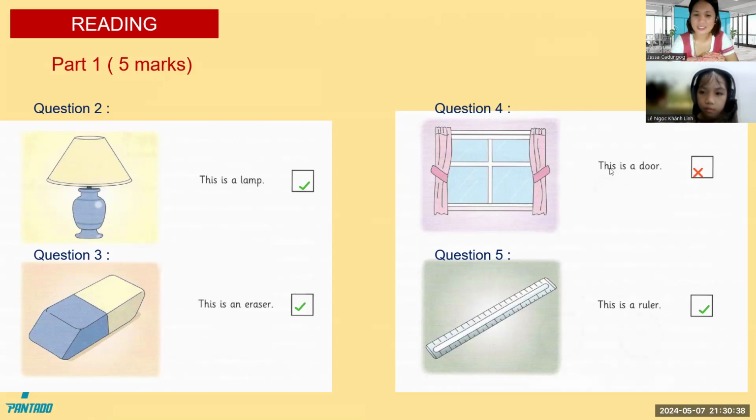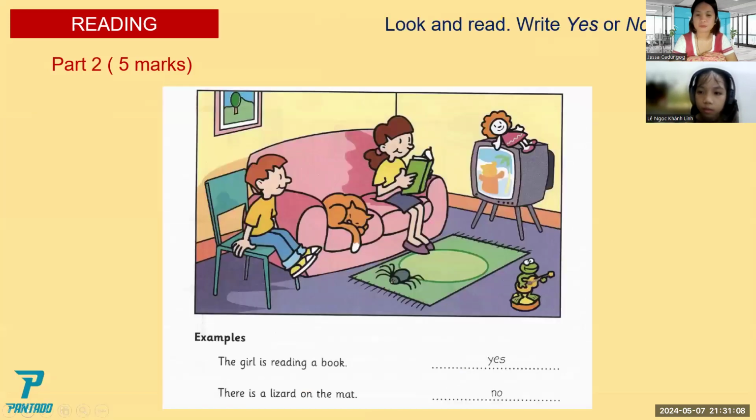Okay, let's check now, Lynn. Number 2, this is a lamp. The answer is tick. Correct. Next, number 3, this is an eraser. Tick again. 4, this is a door. Cross. Correct. 5, this is a ruler. It's a tick. Very good, Lynn. Perfect. Congratulations, Lynn. You understand it. Great work.